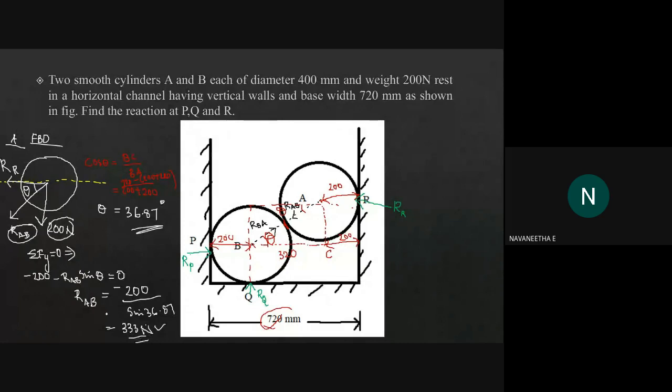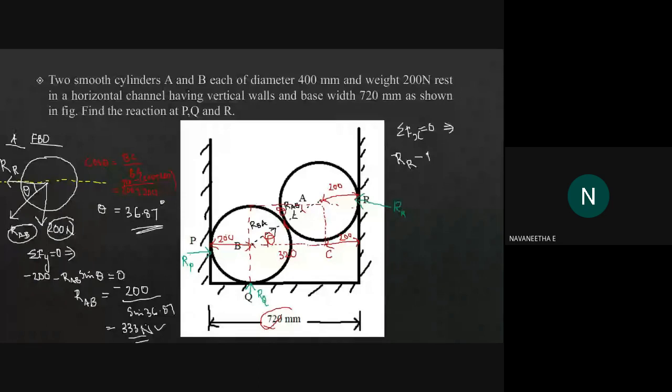Then find RR. That is, sigma Fx equals 0 implies: what are the forces in the x direction? RR acts in the x direction, but it has a negative sign because it is acting in the leftward direction, and also there is a component of RAB. It is also acting leftward in our free body diagram. So we can put it like this, RAB.